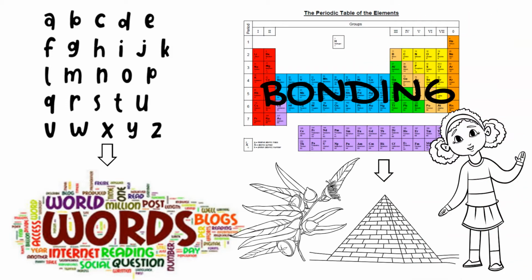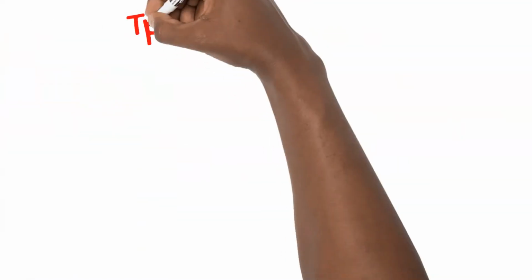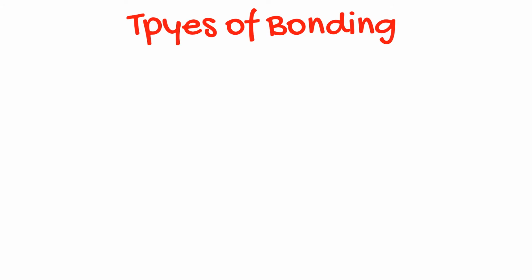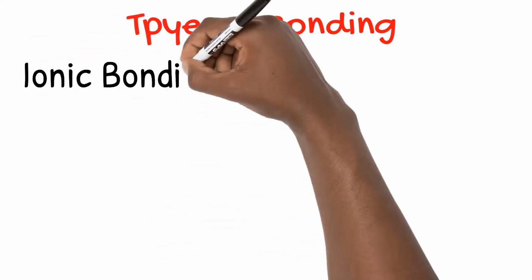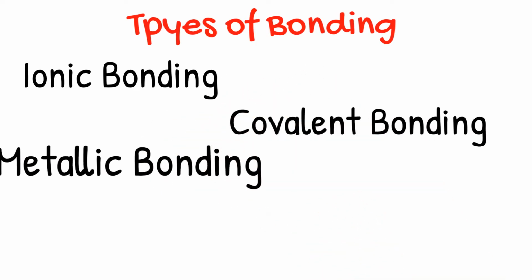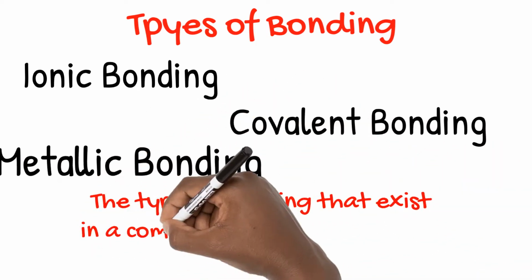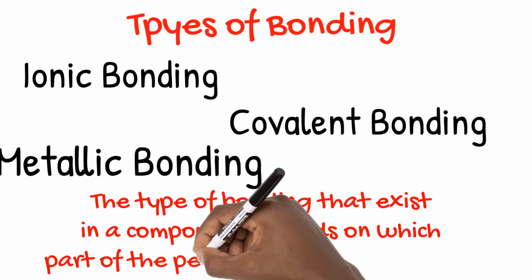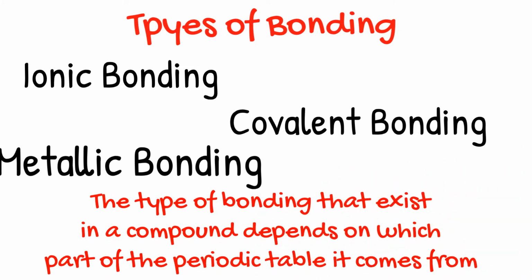So, bonding is simply just an attraction between these atoms or just the glue that holds them together to form new things. As we've already mentioned, there are three main types of bonding. We have the ionic bonding, covalent bonding, and metallic bonding. But the type of bonding that forms between atoms within a compound depends on where they find themselves on the periodic table. And as we go on, you'll understand what this statement means.